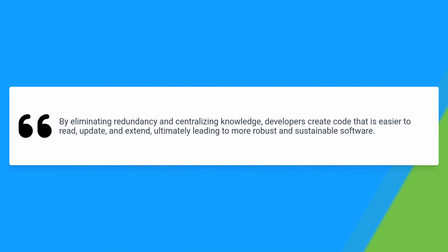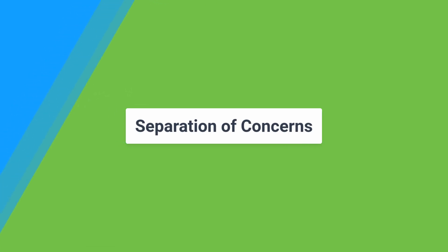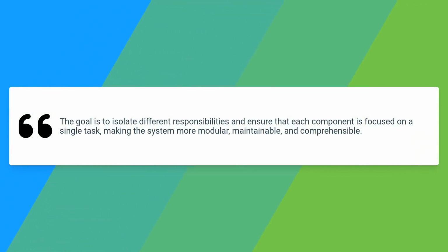Separation of concerns, SOC, is a software design principle that advocates for dividing a computer program into distinct and independent sections, each addressing a specific concern or aspect of functionality. The goal is to isolate different responsibilities and ensure that each component is focused on a single task, making the system more modular, maintainable, and comprehensible.